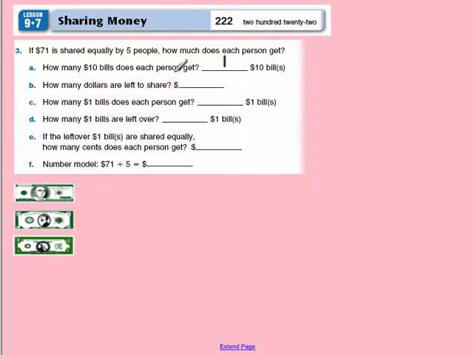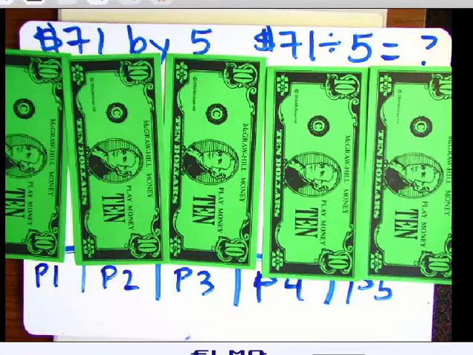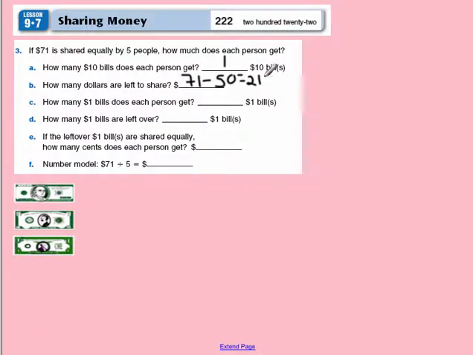So how many dollars are left to share? Well, we just did $71, what we started with, minus $50. We gave away 5 $10 bills. So we have $21 left to share. Now we have to figure out how many $1 bills each person will get. Remember that we are working with $21 now among 5 people.